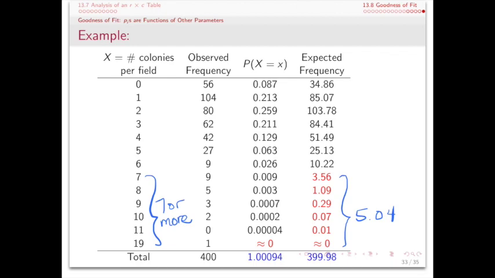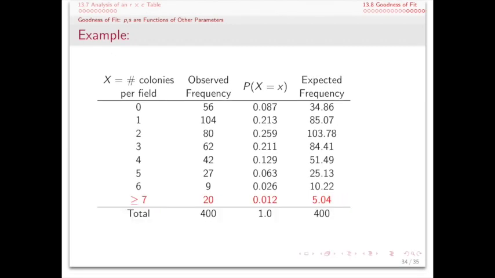We'll combine these observed frequencies together as well to get 20 here. We get the following table, which now has fewer categories, but each of my expected frequencies is now at least 5. You'll notice that this probability here is associated with 1 minus the sum of these probabilities.